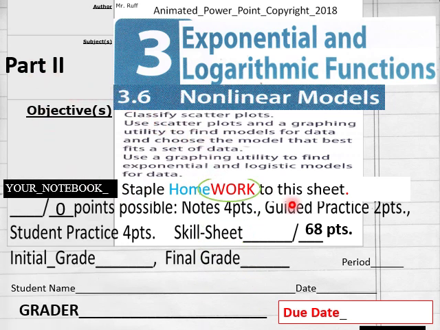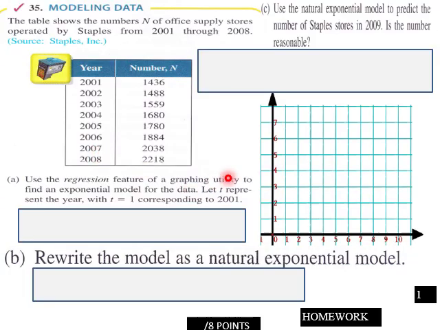3.6 part 2 homework. You got 68 points on this homework assignment. Page 1 is 8 points. You got a word problem here, the staples problem. I'm pretty sure we did the staple problem during classwork, so this should be a review, should be a slam dunk for you. Do it again, this time on your own.